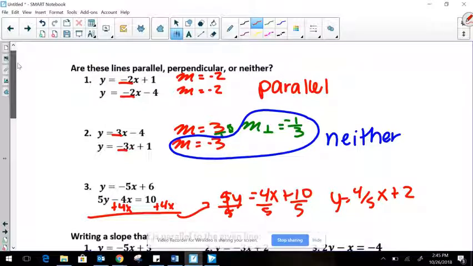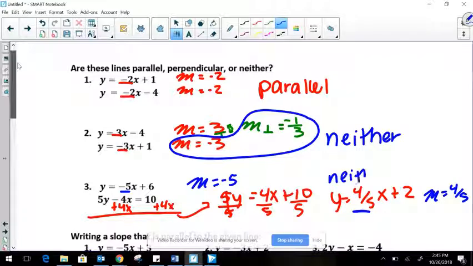Okay, so let's look at our slopes. I'm going to underline them in blue now. This slope is 4/5. The first slope is -5. Those two are not the same and they're not opposite reciprocals. So this is also neither. Nice. Okay, so let's go down here.